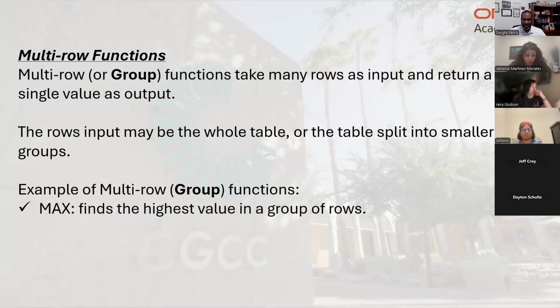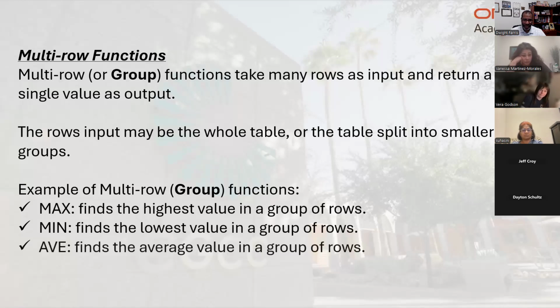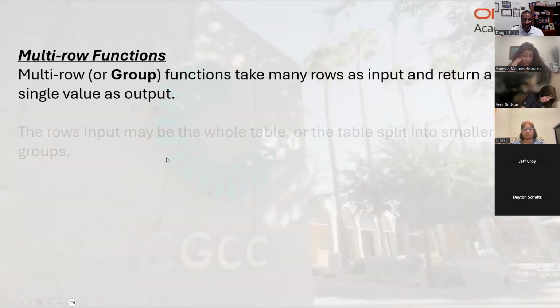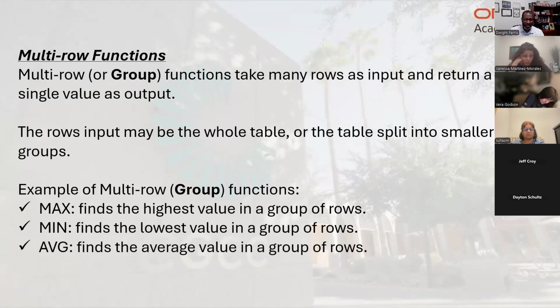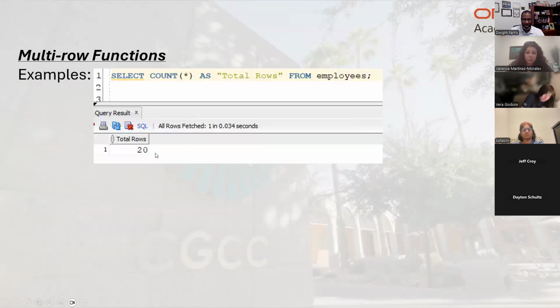So examples of multi-row or group functions are max, find the highest value; min, find the lowest value; average, find the average. Actually, it should be AVG as far as the function. Let me change that. Don't want to give you the wrong information. Min, average, that finds the average. So those 3, and there are others, but these 3 I can show you an example of. And I didn't show you count, even though I'm using count.